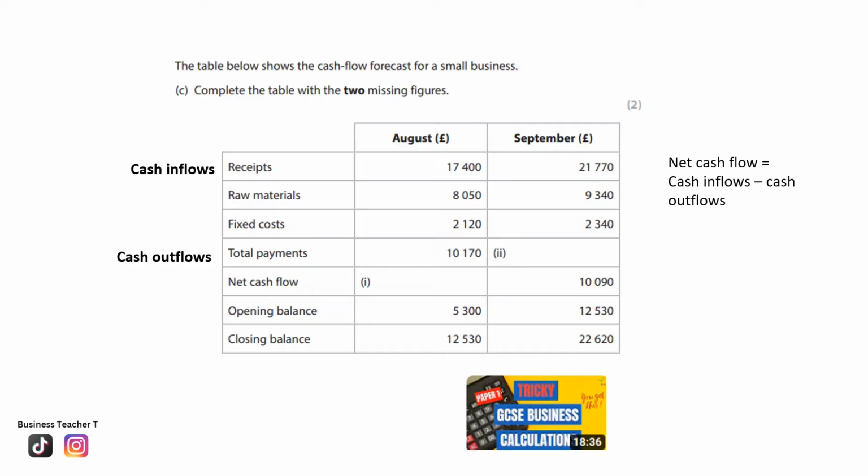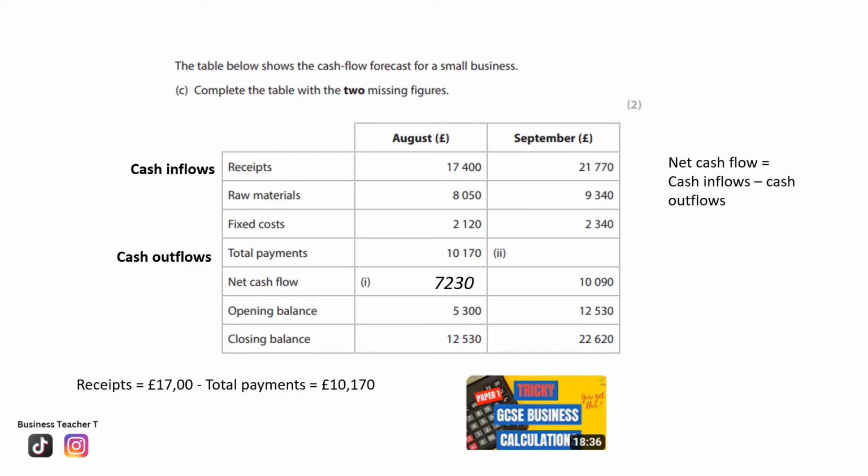So to calculate the net cash flow for this question, it would be the receipts of £17,400 and we deduct the total payments of £10,170. So the net cash flow in August is £7,230.